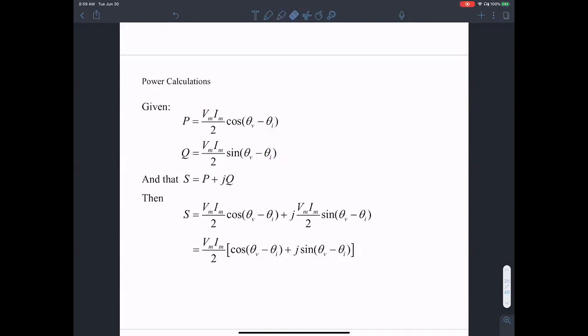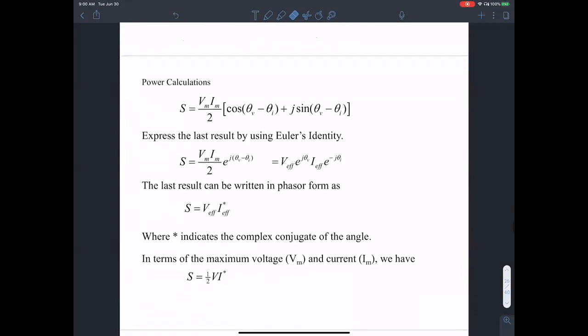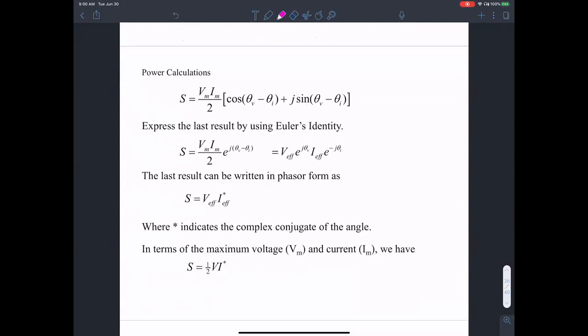Okay, there are two components to it. We can see the real part and the imaginary part. Both of these depend on the power factor angle, theta V minus theta I, and of course the peak values Vm and Im. So what we are doing is simply manipulating the complex number using Euler's identity, and we are expressing the last term as V effective times the complex conjugate of I effective. So the power can be expressed as the effective voltage times the complex conjugate of the effective current.